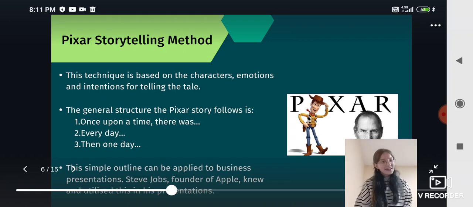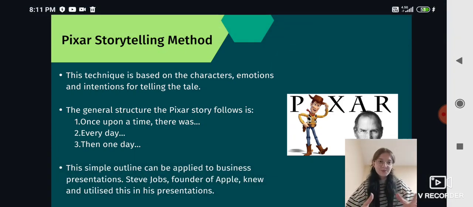Okay, let's start with the method. This technique is based on the characters, emotions, and intentions for telling the tale. The general structure the Pixar story follows is: once upon a time there was, every day, then one day. I'm sure you know this structure from the tales our parents used to tell us. As you can understand, it has a simple outline, so this simple outline can be applied to business presentations. Steve Jobs, founder of Apple, knew and utilized it in his presentations.